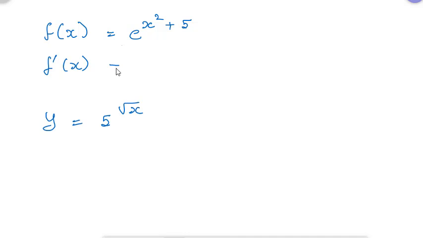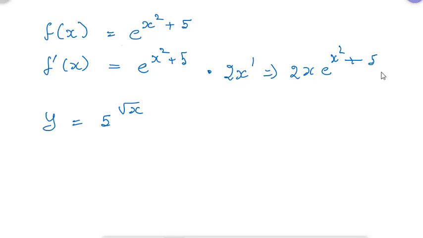The first problem: f of x is equal to e power x squared plus 5. First I write the same, e power x squared plus 5. Second, I have to differentiate the x term. It's x squared, so differentiating it changes to 2x power of 1. Rearranging the formula, 2x times e power x squared plus 5. So that's the finalized answer for the question.